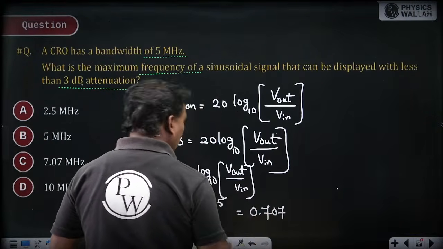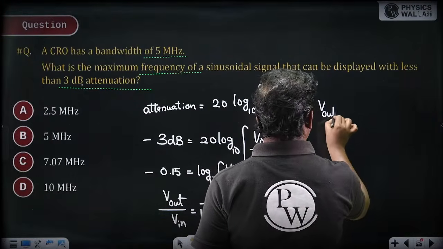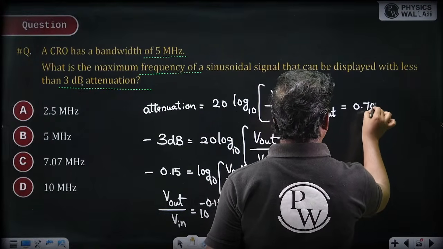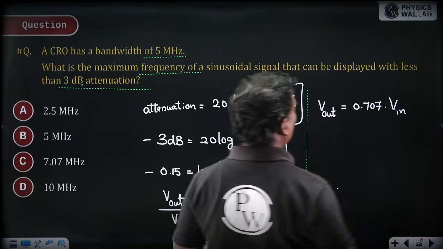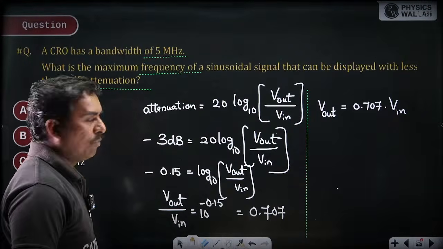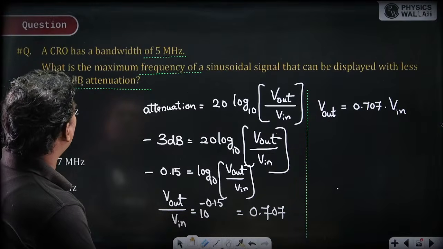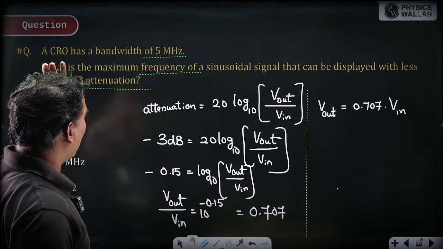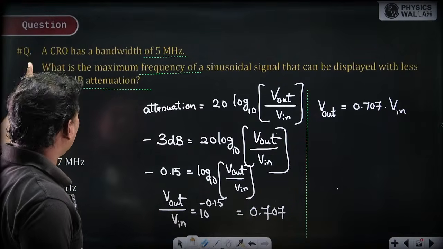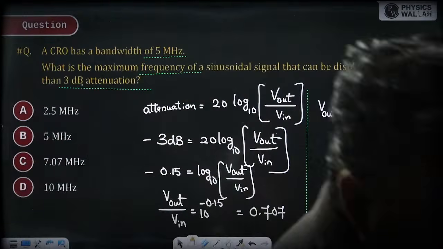That means definitely the V out will be 0.707 times V in. 0.707 times V in, my dear. So please remember this. What is mentioned? A CRO has a bandwidth of 5 megahertz. What is the maximum frequency of a sinusoidal signal that can be displayed with less than 3 dB attenuation? You understand my point?